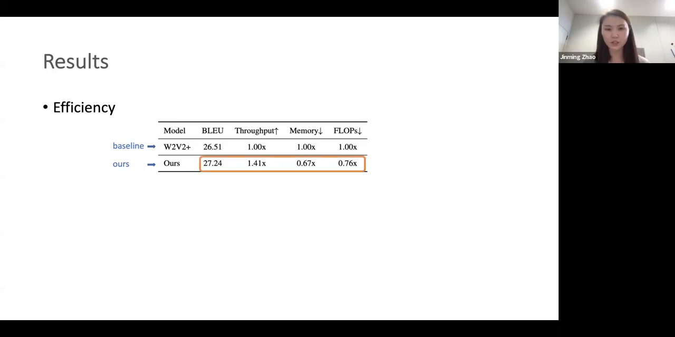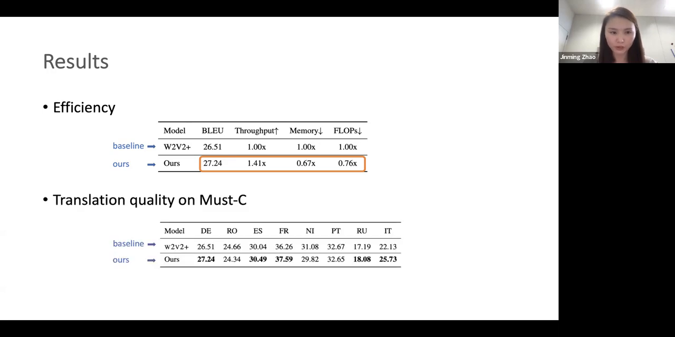From the results, you can see that the cost of wav2vec2 with our method has been reduced significantly. Not only that, but also to our positive surprise, we even achieve better translation quality on most language pairs.